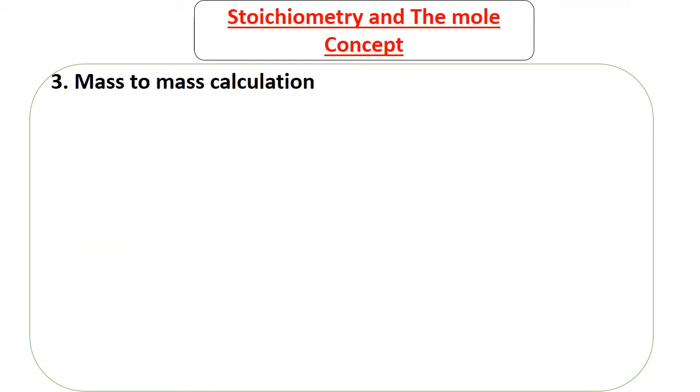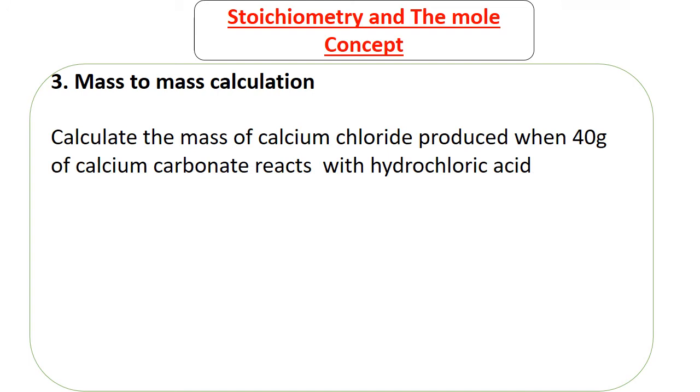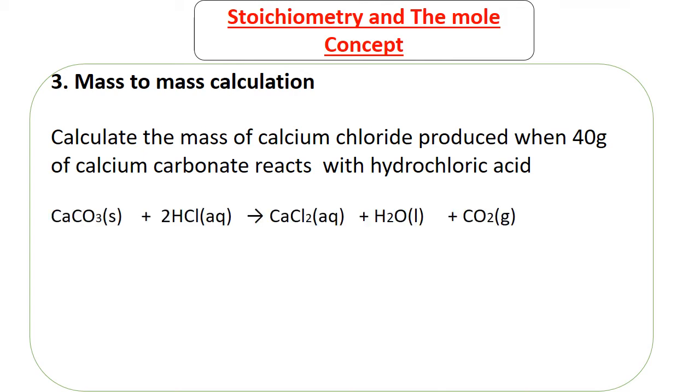Finally, we look at mass to mass calculation. This is where you have been given the mass of something and they want the mass of something else. So here's an example. Calculate the mass of calcium chloride produced when 40 grams of calcium carbonate reacts with hydrochloric acid according to the equation. So calcium carbonate reacts with hydrochloric acid to form calcium chloride, water, and carbon dioxide. But they have said the mass of calcium carbonate is 40 grams. They want the mass of calcium chloride being produced. They have given us this mass. Now they want the mass of calcium chloride.